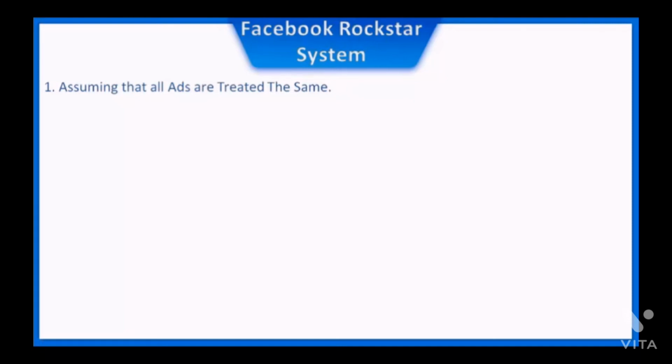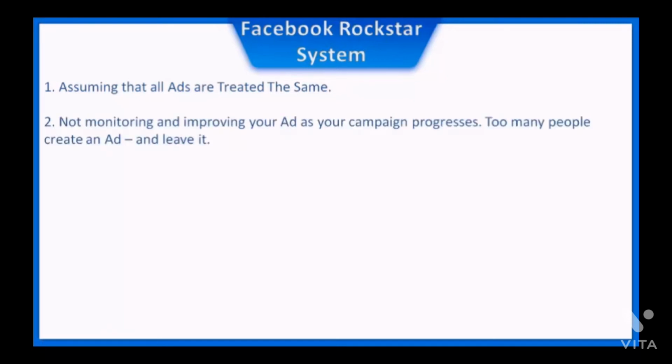2. Not monitoring and improving your ad as your campaign progresses. Too many people create an ad and leave it. Even the best, most professionally optimized ads go through a natural cycle of peaking and declining activity, so make sure you monitor this and adjust your ads as needed. Facebook is also more likely to keep displaying your ad if it sees you are keeping it current.